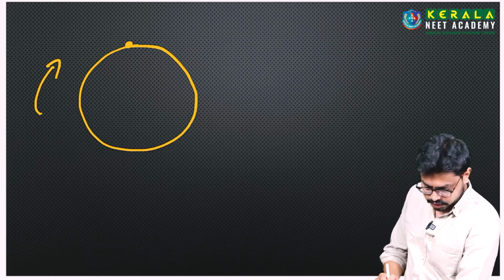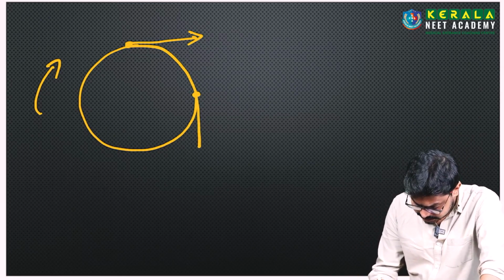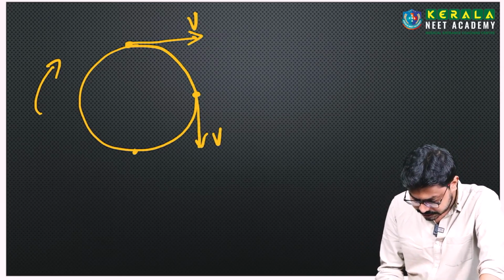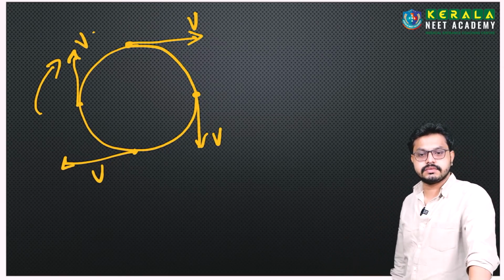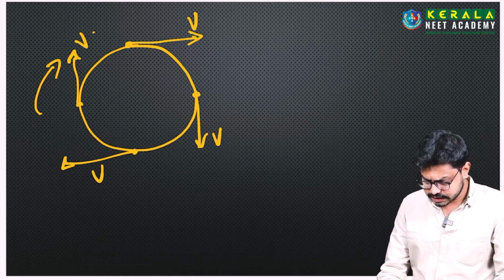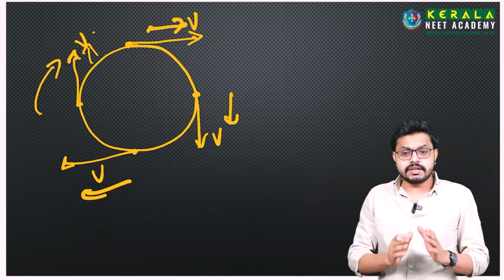I will explain. Here, if you consider a circle, the path of the circular motion, and a clockwise motion, what is the direction of velocity at this point? This is the velocity direction. At this point, this is the velocity direction. At this point, this is the velocity direction. So velocity is not constant. Here this direction, here this direction. From each point, the velocity is changing.